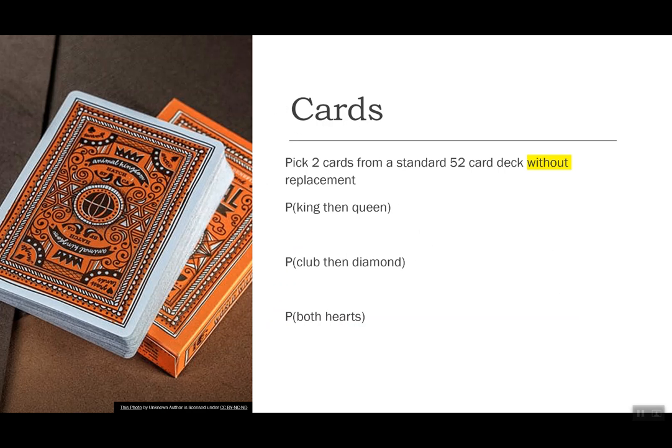Let's look at cards. We're going to pick 2 cards from a standard 52 card deck without replacement. So what that means is once you pull a card, you're not going to put it back into the deck. You're going to hold on to the card. When we look at each kind of card, we have 4 kings, 4 queens. So let's start with that, saying we have 4 of each type. So first time I pick a card, the probability of getting a king would be 4 out of 52. So of the 52 cards, 4 were kings.